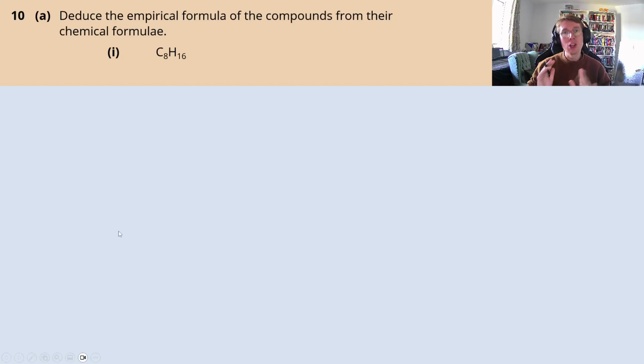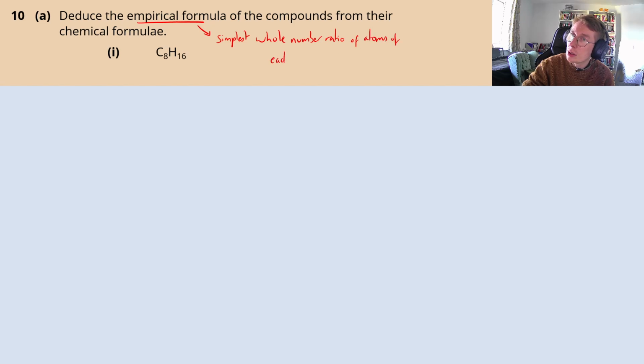Question 10 then, and we're looking at something called the empirical formula of substances. So empirical formula, to give it its simplest definition, is what we call the simplest whole number ratio of elements, or atoms of each element, in a compound.